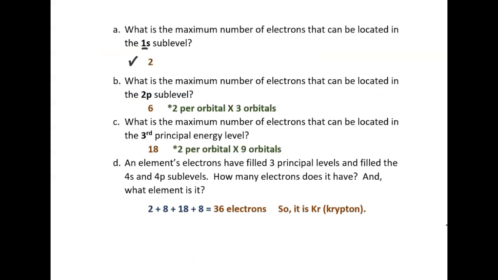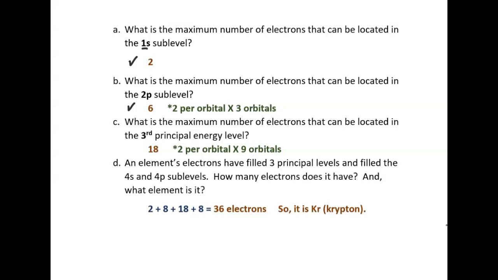Question B, what is the maximum number of electrons that can be located in the 2p sublevel? 6 electrons. P sublevels have 3 orbitals. Each orbital can have at most 2 electrons. 2 times 3 is 6 electrons.